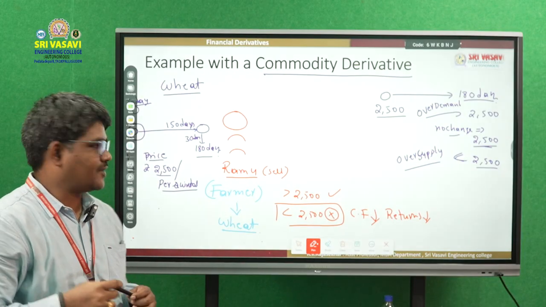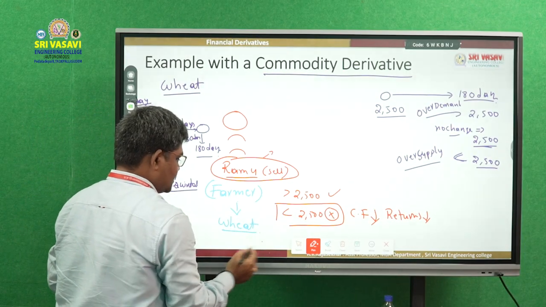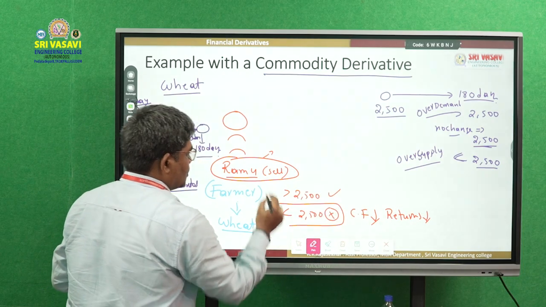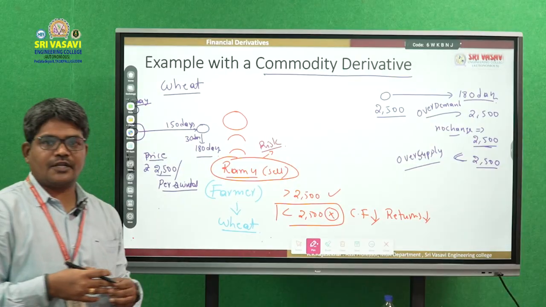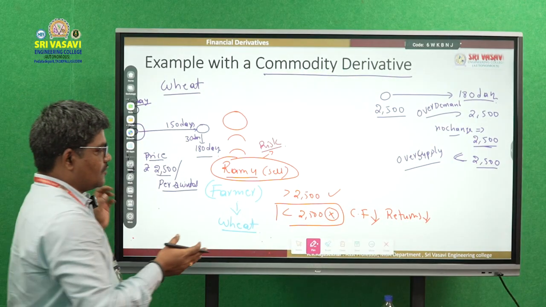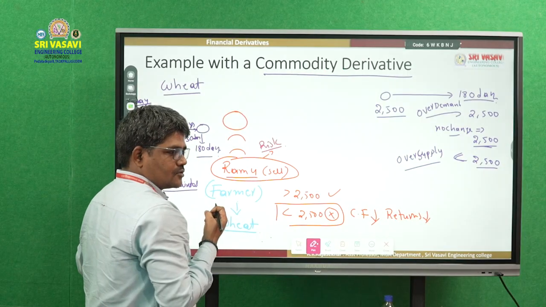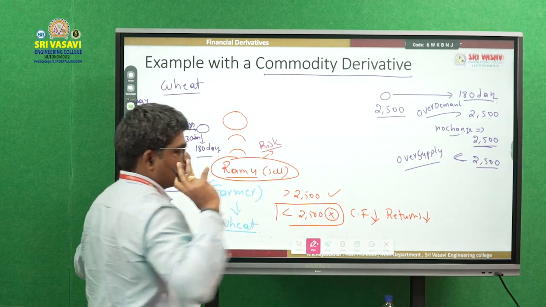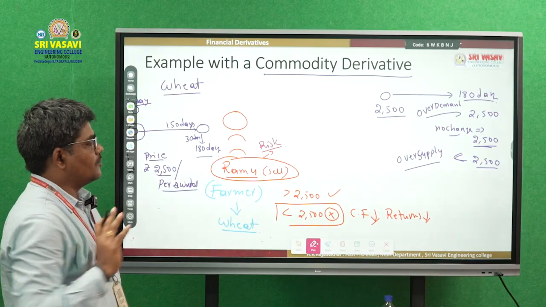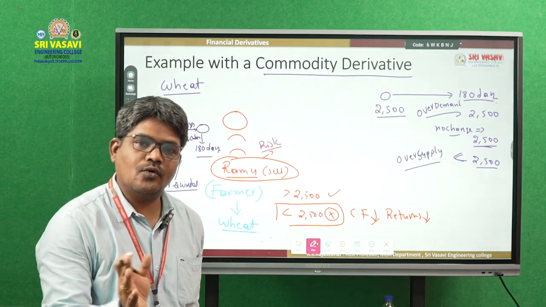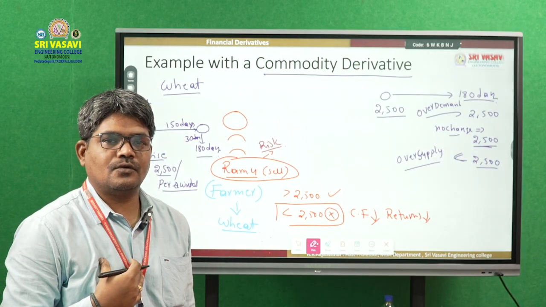Now at this point of time, Ramu may sense the risk. Since the future is not in our hands, in future the price may fall down. If the price falls down, then cash flows can be reduced. Once the cash flows are reduced, returns are going to be reduced. Then what is Ramu going to do in order to overcome the risk, in order to hedge himself from the risk?